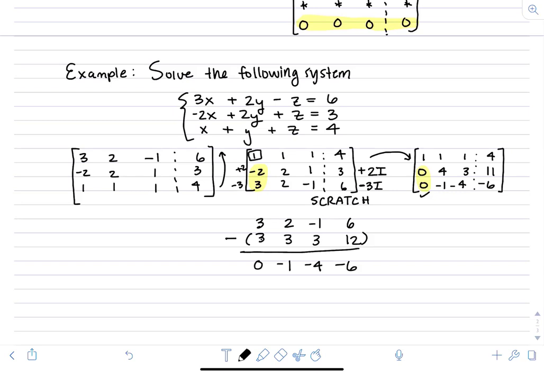Now for our next step, we'll get rid of this one and this negative 1. And we will want to use our middle entry. Okay, so at this step is where people are going to tend to make a lot of different decisions. Let's clean this scratch up.